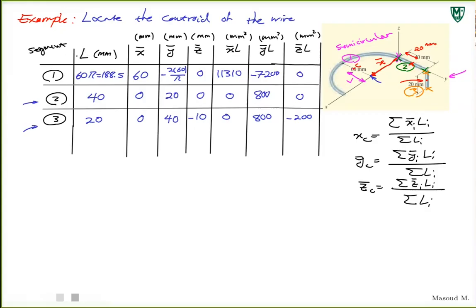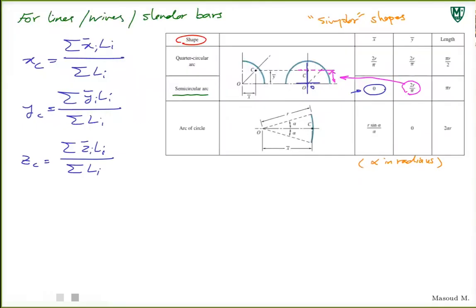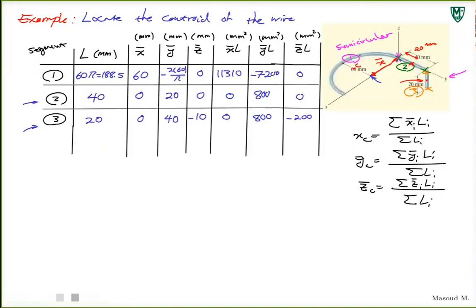I'm going to pause here. Did you understand how we used the table to find the semicircular arc center? If you didn't, tell me. The table is there, but we do not plug in X bar and Y bar just blindly. You have to look at the coordinate system for the composite body and find the coordinates of the centroid for that segment in the coordinate system for the composite body. All right.